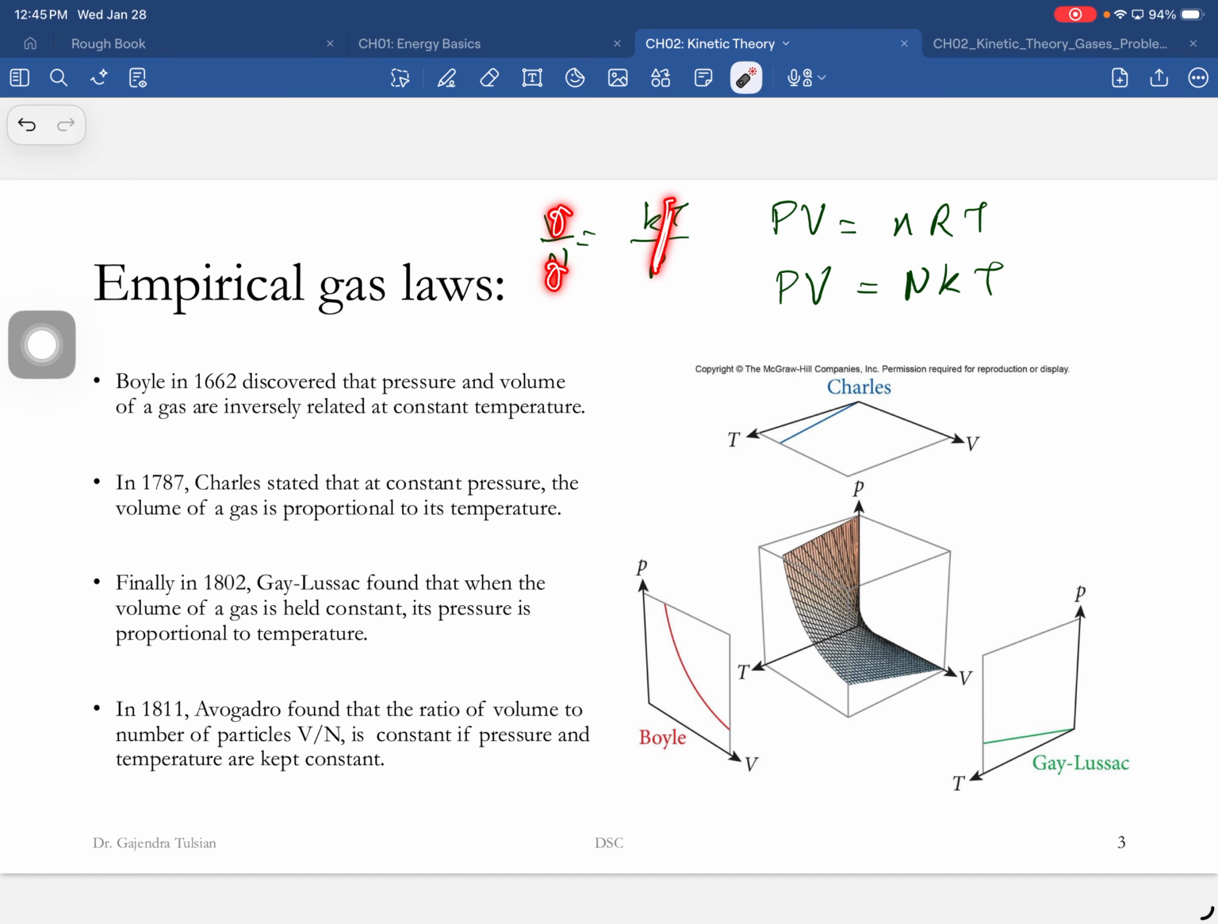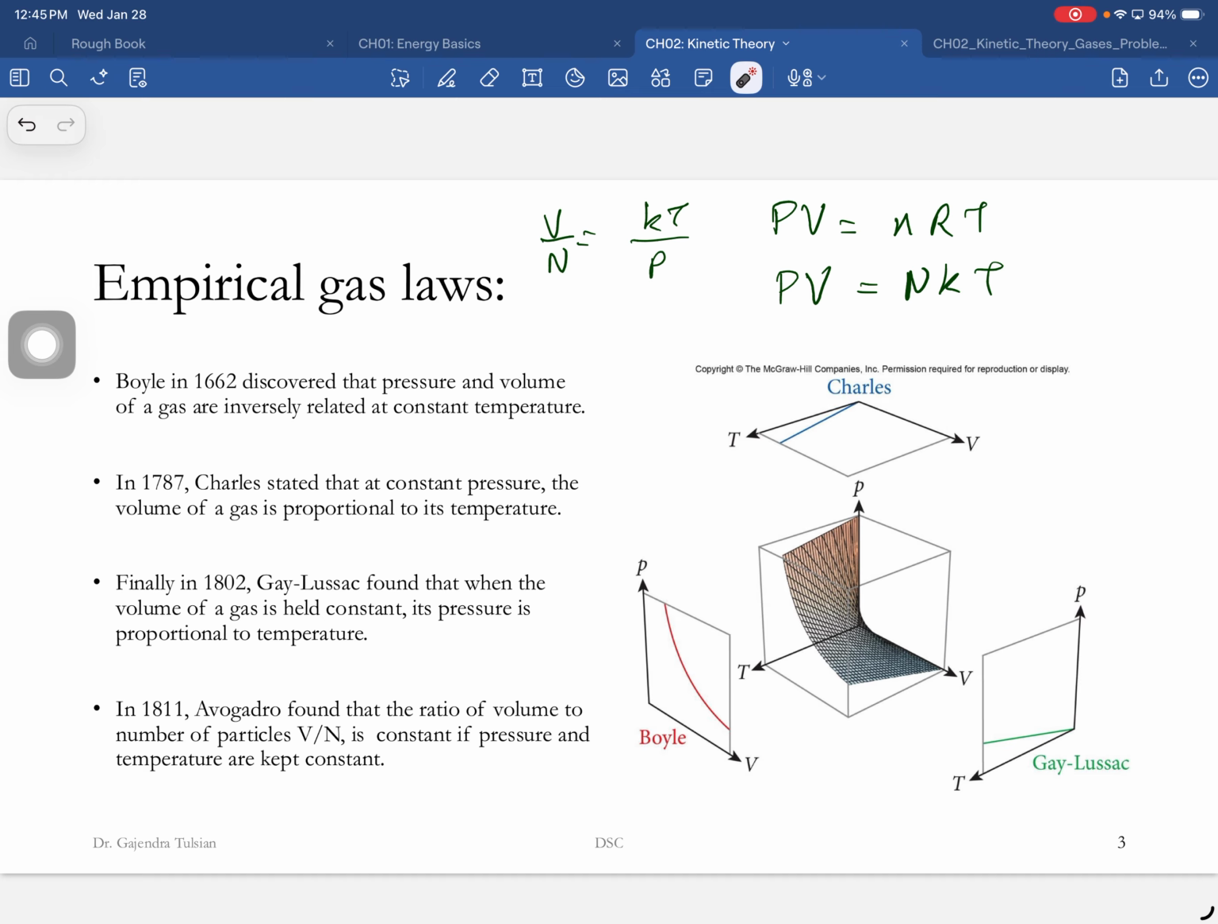Okay, so what did Mr. Boyle discover? He discovered that pressure and volume of a gas are inversely related at constant temperature. He took a sample of gas and held the temperature constant, so he moved along a slice that was perpendicular to that. On that sample, he just moved along that curve. That's what Mr. Boyle discovered.